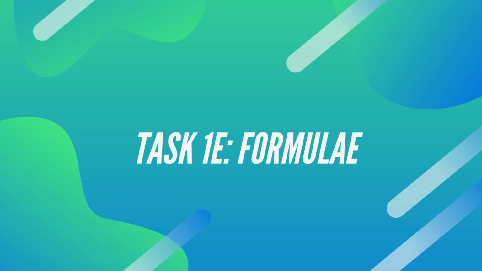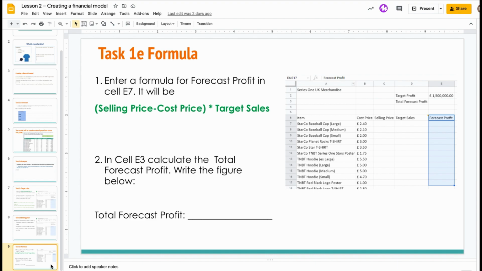Now once you've done that, the last thing I would like you to do is enter a formula for the forecast profit in cell E7. So this is E7. What you have to do is minus the selling price with the cost price, and then times it by the target sales. So this is the selling price, so you need to use this cell reference, minus it with this cell reference, and then times it using this cell reference. I want you to work out what you have to do using the cell references.